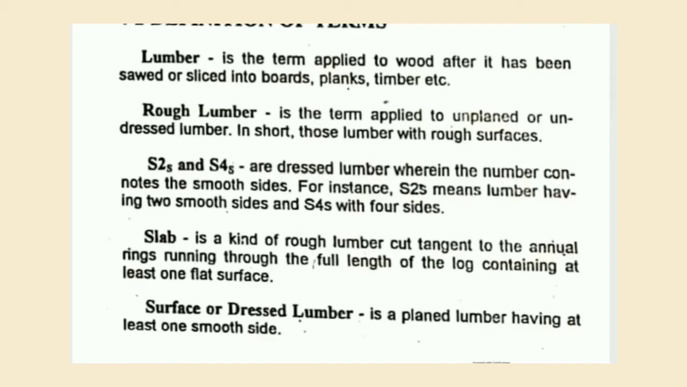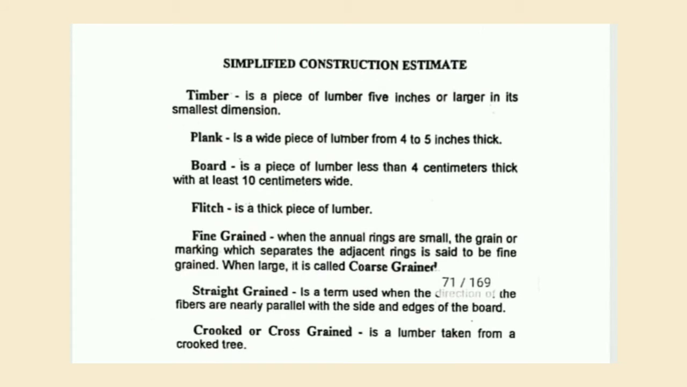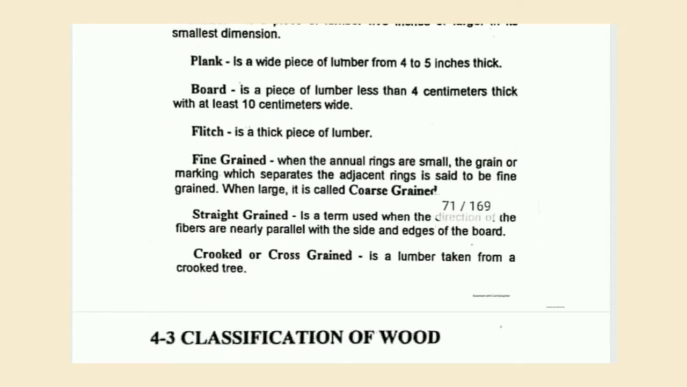Slab is a kind of rough lumber cut tangent to the annual rings running through the full length of the log, containing at least one flat surface. Surfaced or dressed lumber is planed lumber having at least one smooth side. Next is timber. It is a piece of lumber 5 inches or larger in its smallest dimension. Plank is a wide piece of lumber from 4 to 5 inches thick. Board is a piece of lumber less than 4 centimeters thick and at least 10 centimeters wide.